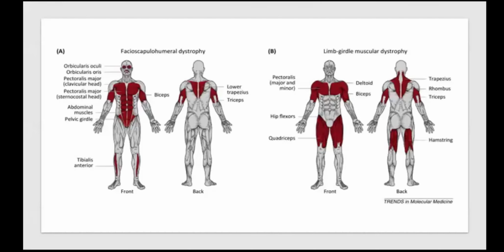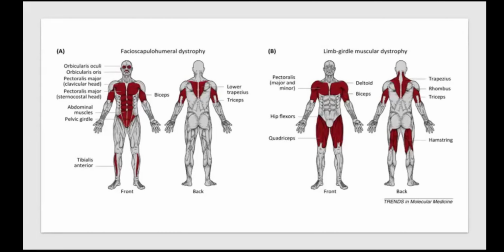So then the neurologist will usually come across these chronic muscle weaknesses. So here we come across muscular dystrophies and congenital myopathies. The common ones that you may come across are facioscapulohumeral muscular dystrophy and limb girdle muscular dystrophy.